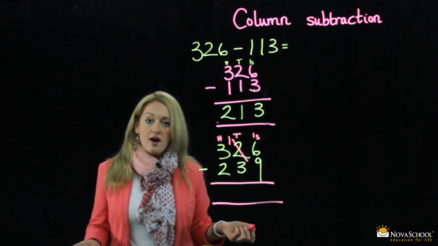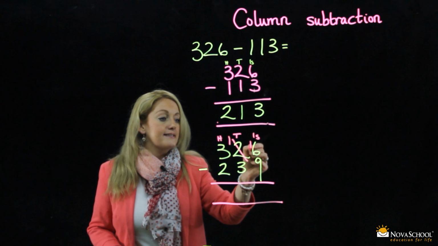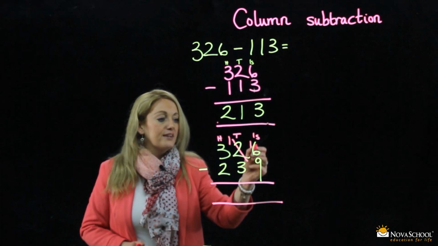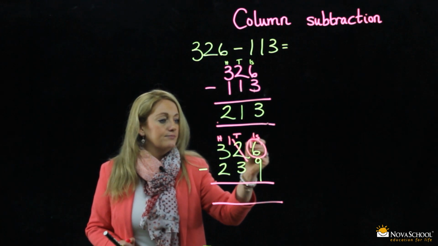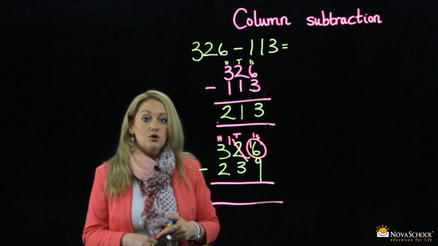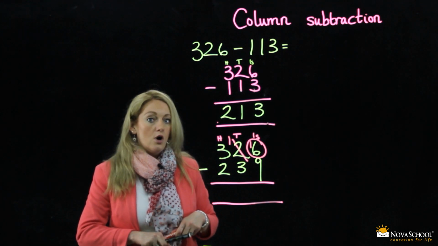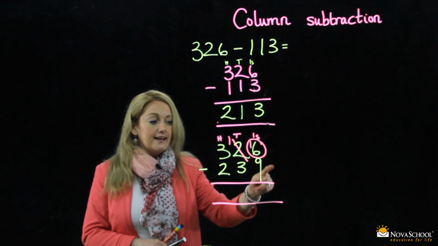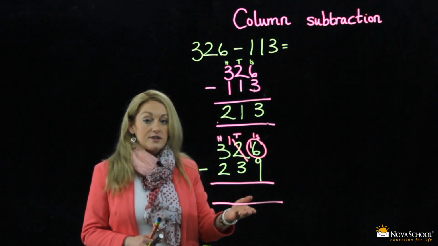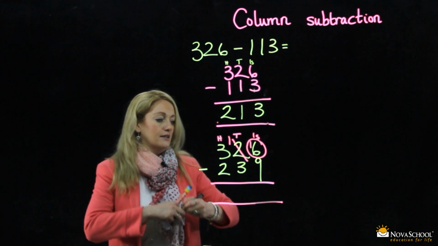Where do we put the 1? We place it by the 6. And we make a new number. What's our new number? 16. Okay? Now, we can continue with our subtraction. Watch. 16 subtract 9. I can do that. What's the answer? 7. Correct.